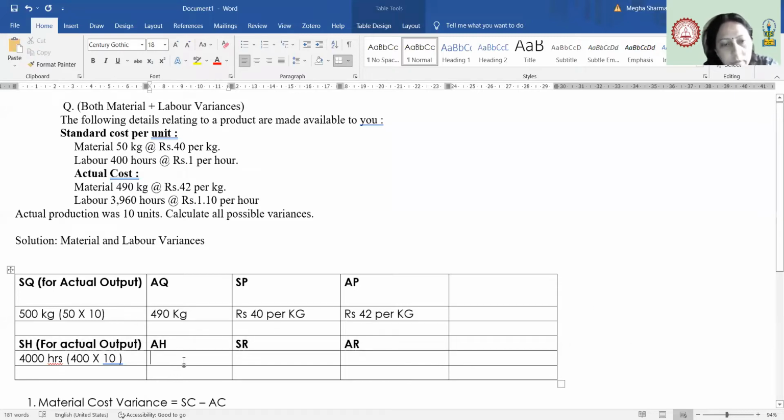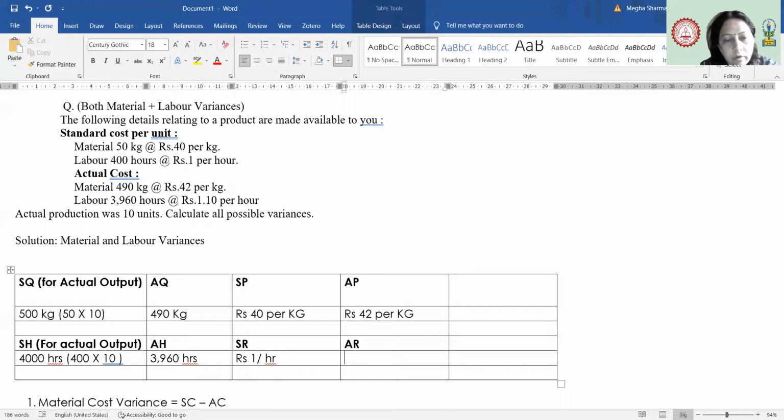How much is your actual hours? 3,960. Yes, perfectly fine. 3,960 hours. Right. Now tell me, what is your standard rate or standard price? Kitna hai? 1 rupee. 1, right? So we can write over here rupees 1 per hour.